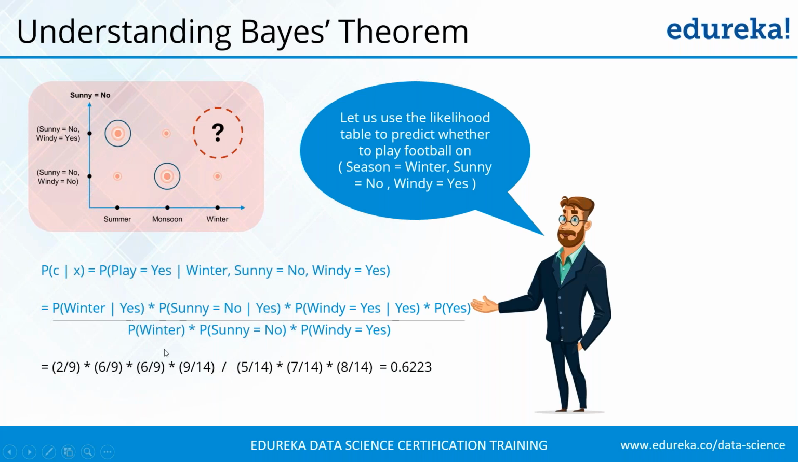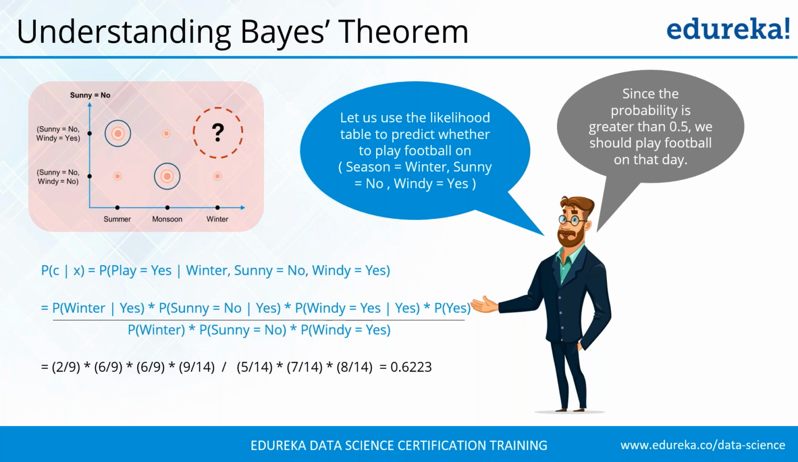In the denominator, likewise, we get the prior probabilities of our attributes, which is the season, sunny, and the windy. These are the three attributes. If you put all these values inside this probability, this is what we get. The probability of the match being played given the season is winter, it is not sunny, and it is windy. These are the attributes we have got, and the probability is 0.6223. Similarly, if I want to get the other side of the story, because there are only two classes, I can simply do 1 minus 0.6223, which will give me the probability of the match not being played, which is obviously less than this.